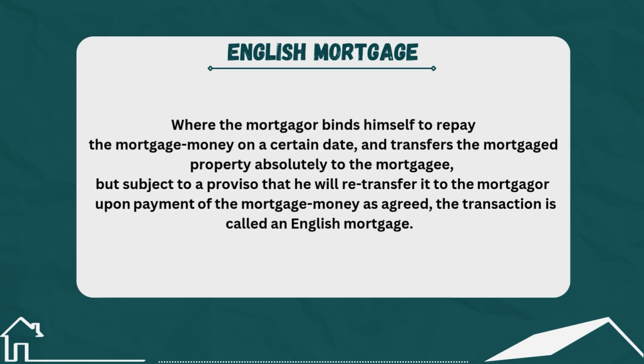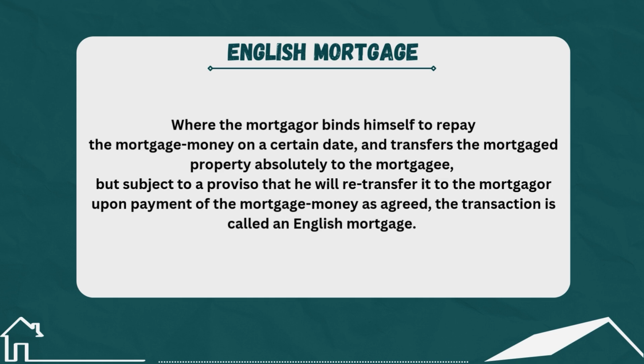Another kind of mortgage is English mortgage, where the mortgager binds himself to repay the mortgage money on a certain date and transfers the mortgage property absolutely to the mortgagee, but subject to a proviso that he will retransfer it to the mortgager upon payment of the mortgage money as agreed. The transaction is called English mortgage.